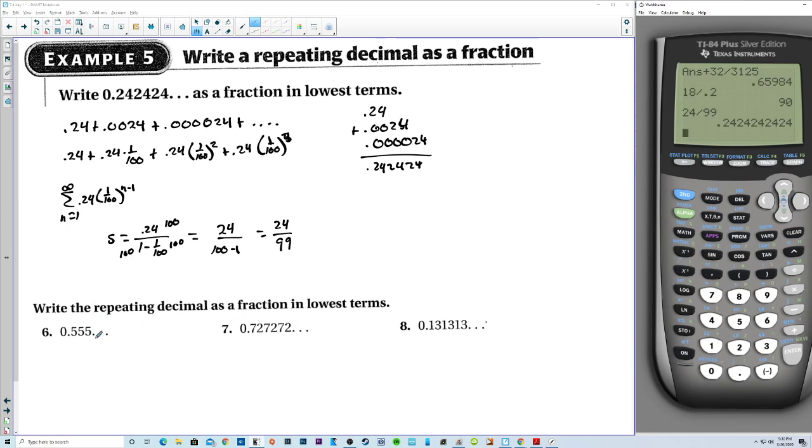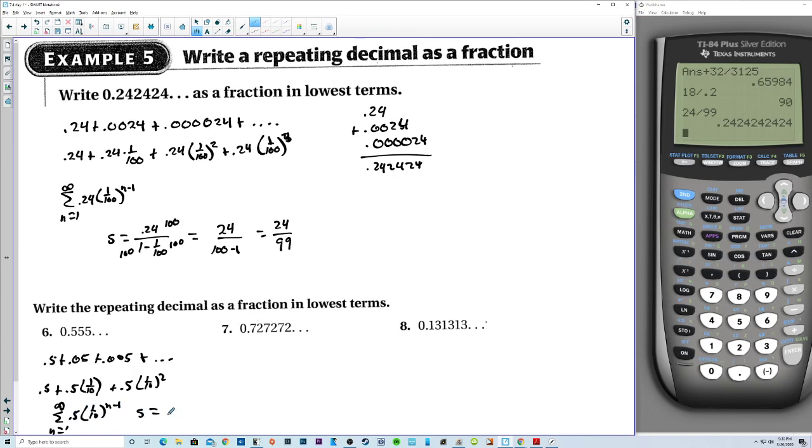Now, let's try a couple more of those. That takes a little bit of practice. So this is 0.5 plus 0.05 plus 0.005, and so on. So we're taking 0.5 plus 0.5 times 1 over 10, because we only have to move the decimal point over one time, and then 0.5 times 1/10 squared, because we're moving 2 places over. That would be 100, so dividing by 100 would move it 2 places, and so on. So this is n equals 1 to infinity of 0.5, and then 1/10 to the n minus 1.